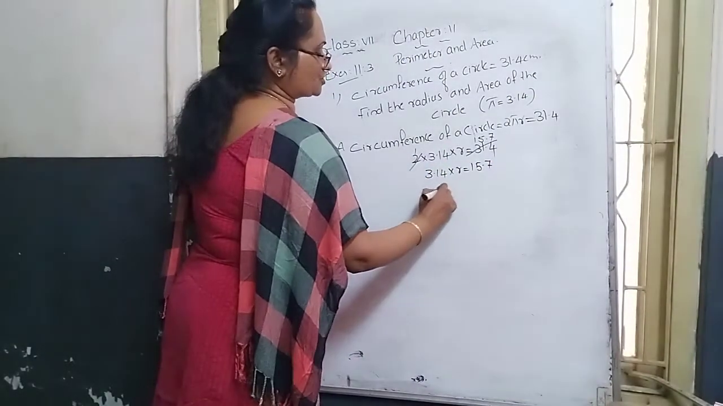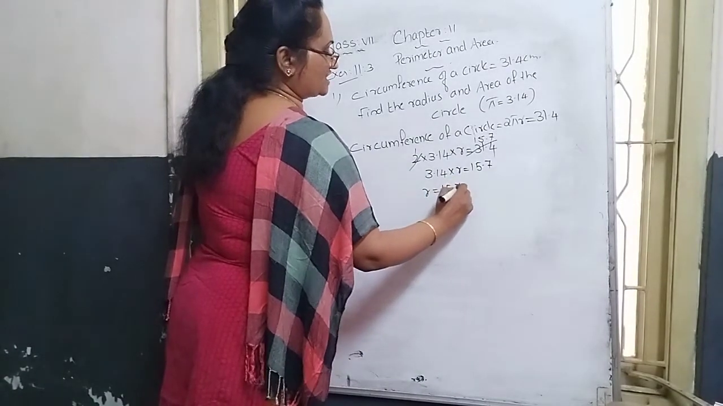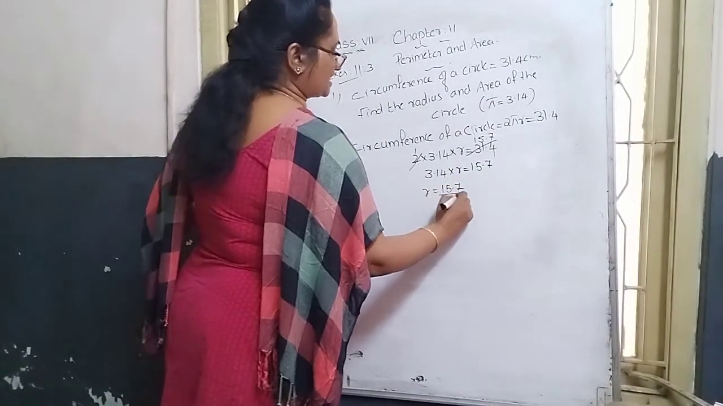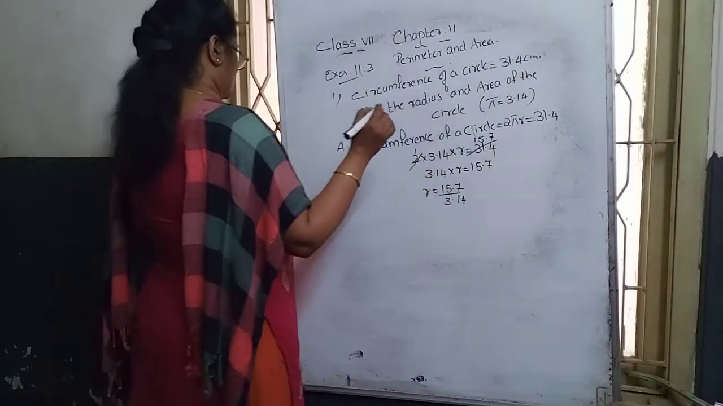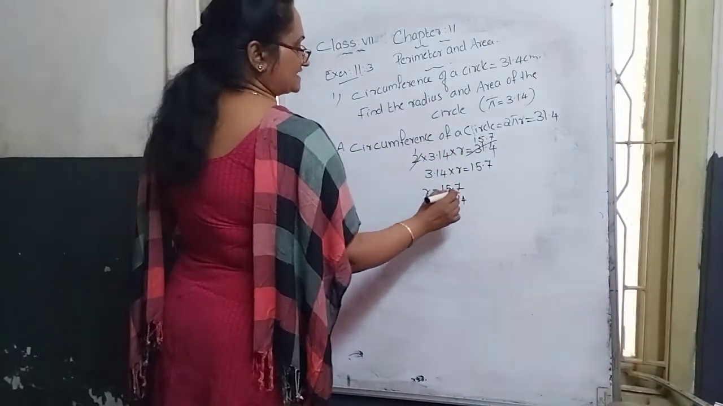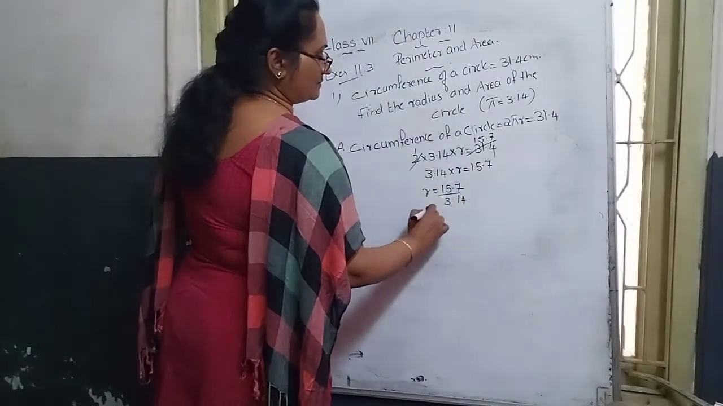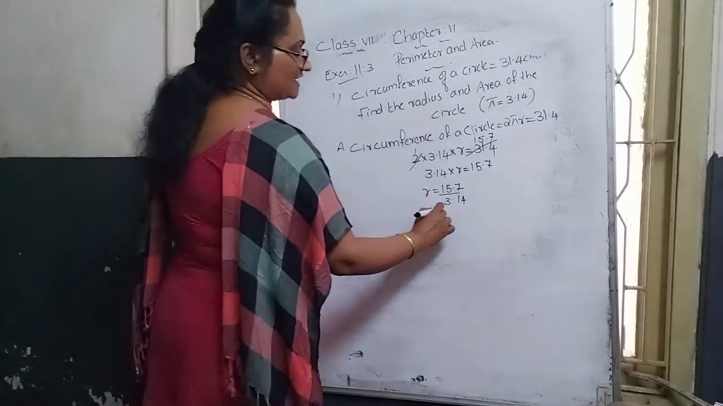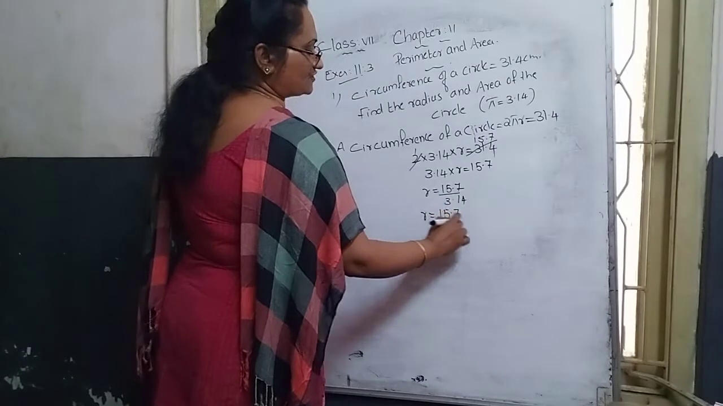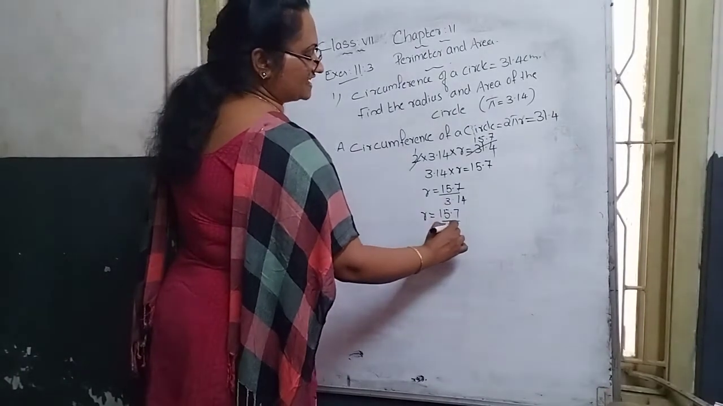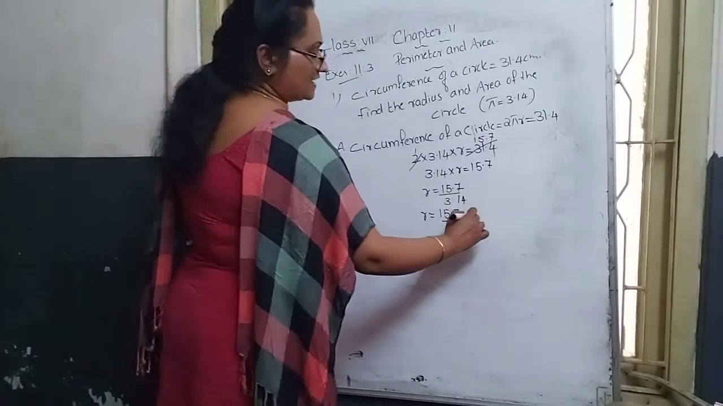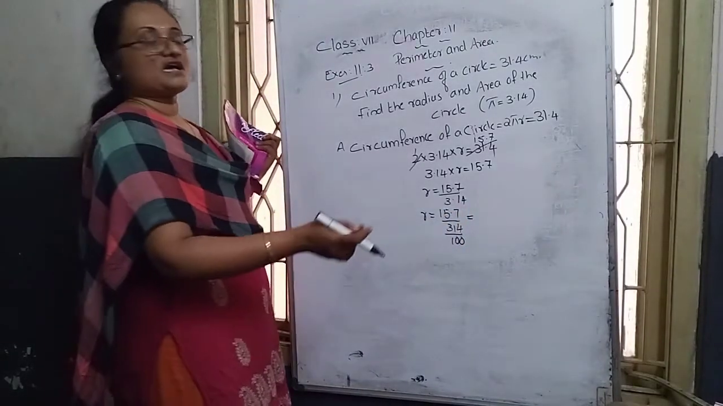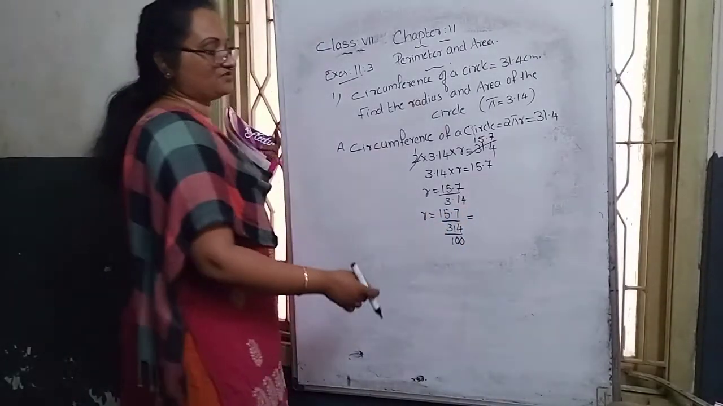So how to find the r value? 15.7 divided by 3.14. We want to find that. Here 3.14 is a decimal number. Remove the decimal. How to remove it? After the decimal point, how many digits are there? 2 digits. That's why we divide with 100. Here divided with 100.